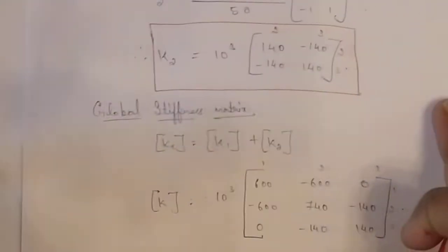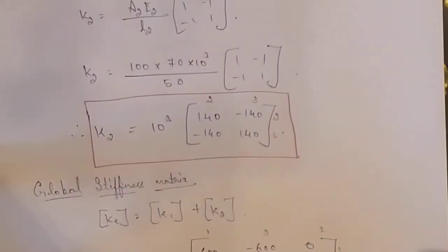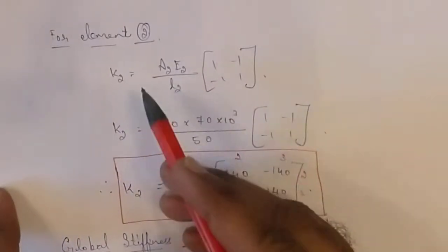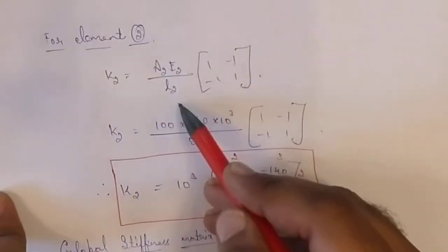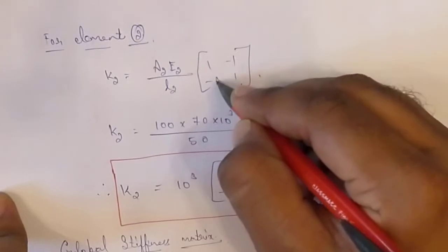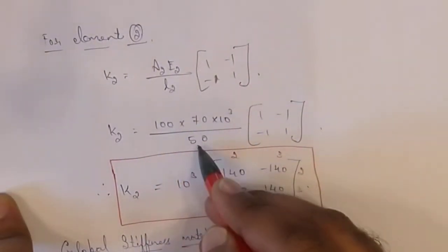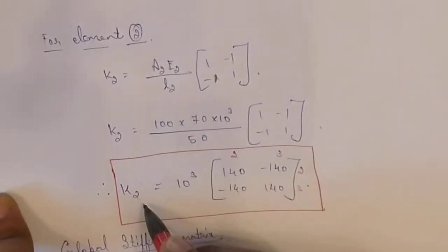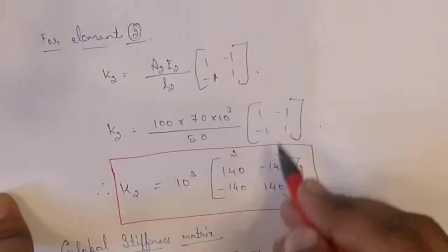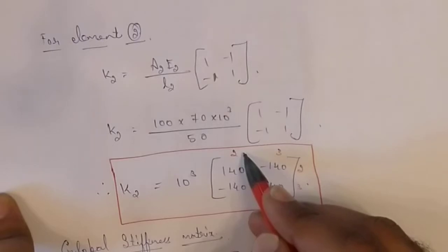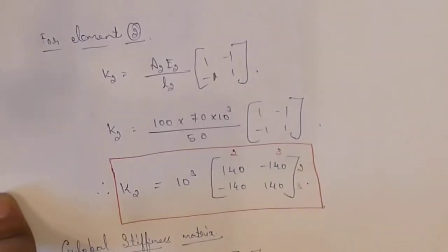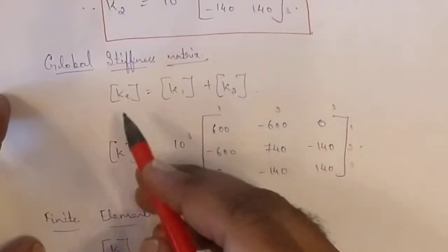Okay. Next, the second element. For element 2, K2 is equal to A2 E2 by L2 times [1 -1; -1 1]. Substitute the values, keep 10 power 3 common, and multiply everything inside. The second element is between nodes 2 and 3, so write 2 3 2 3. Just substitute its values.